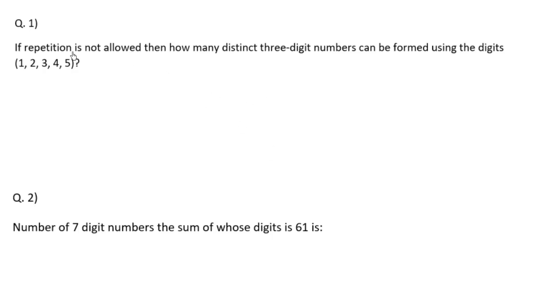Let's take the very first question. Here it says that if repetition is not allowed, then how many distinct 3-digit numbers can be formed using the digits 1, 2, 3, 4, and 5? So it's a very simple question. What we have to do is take 3 places.